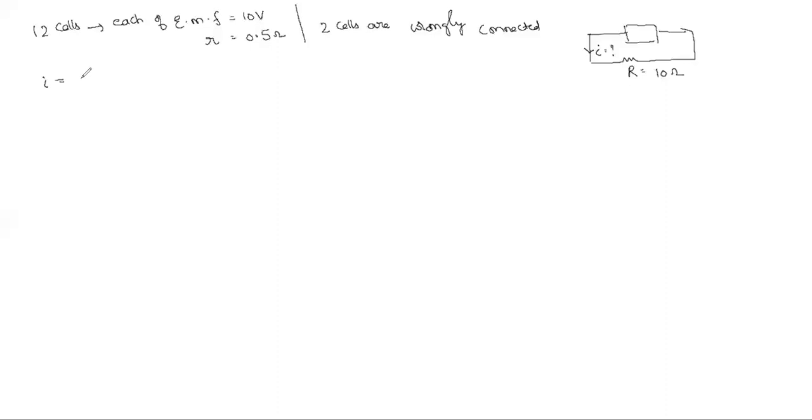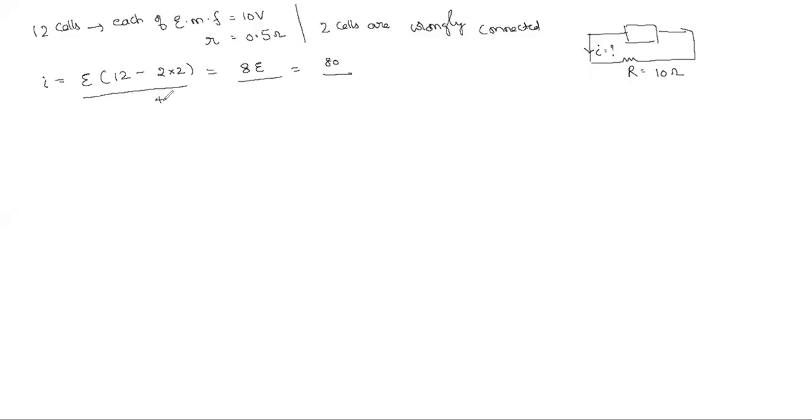Sir, E net is equals to E into 12 minus 4. Okay, very good. E into 12, N minus 2P. Yes, sir. 12 minus 4, this is how much, Nana? 8E. That is 8 into EMF 10 volts, 80. Very good. Divided by net resistance plus the external resistance.